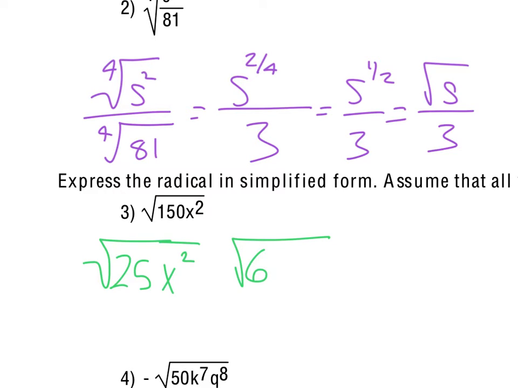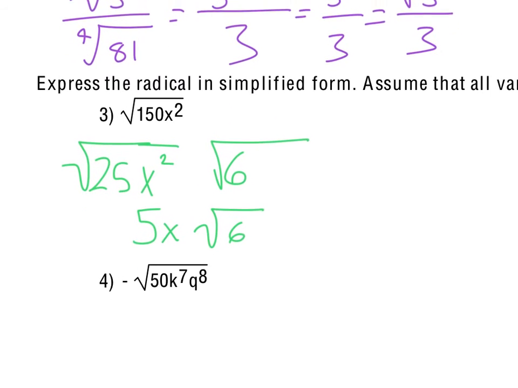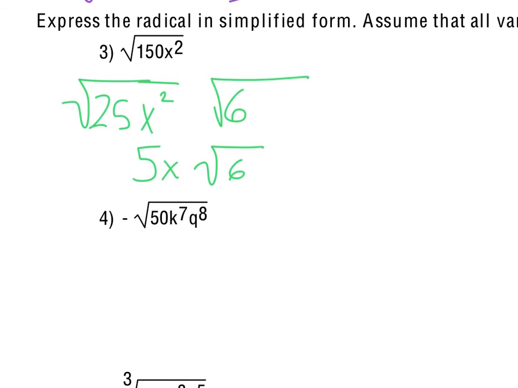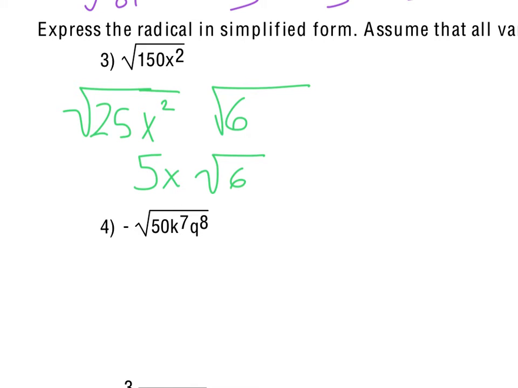We can square root the entire x squared, so we put that in the first radical. We square root the 25x squared, we get 5x. And then the square root of 6 stays the same, and that's it. And again, we are assuming that the variables represent positive real numbers, so we don't have to worry about absolute values there. Same sort of simplification process for number 4.